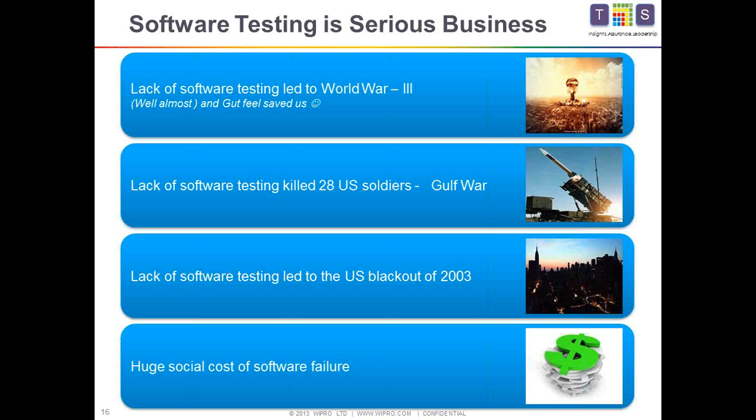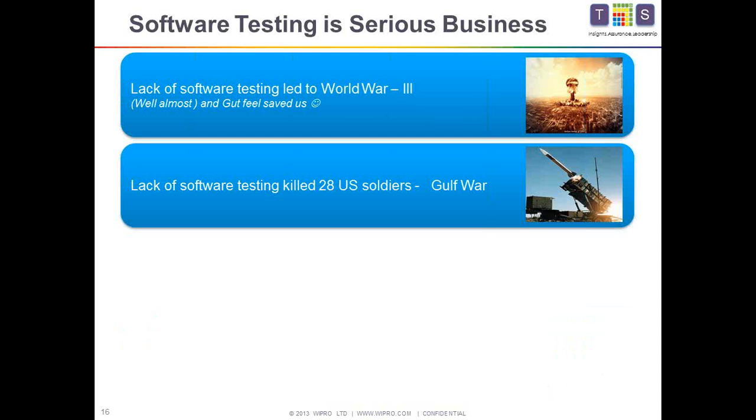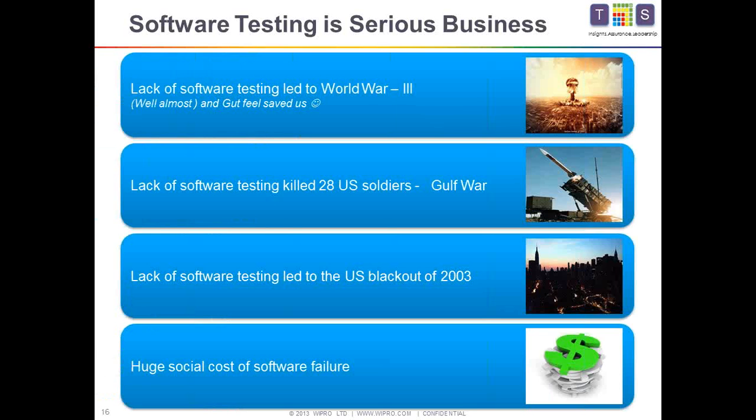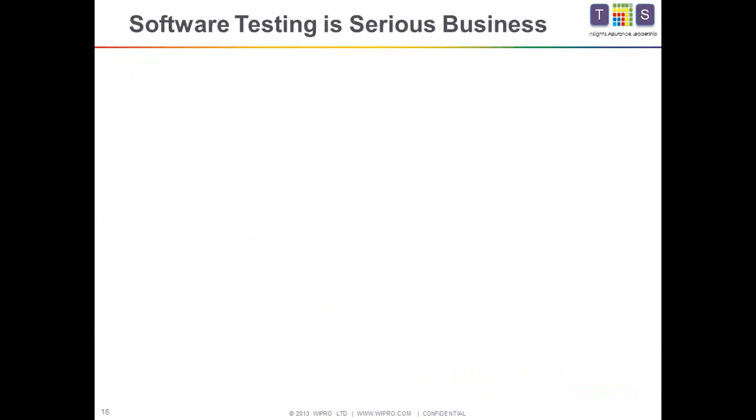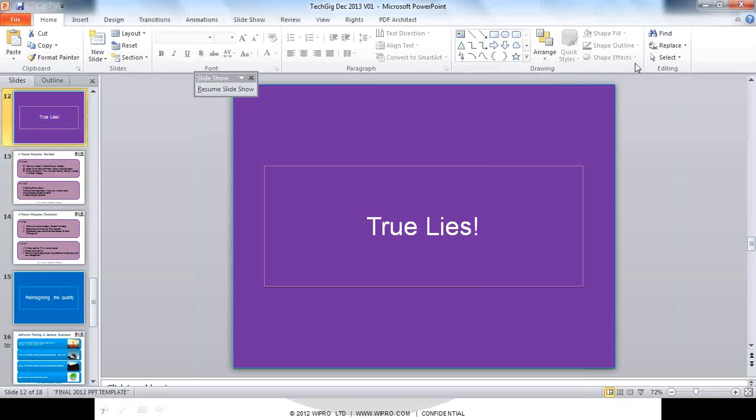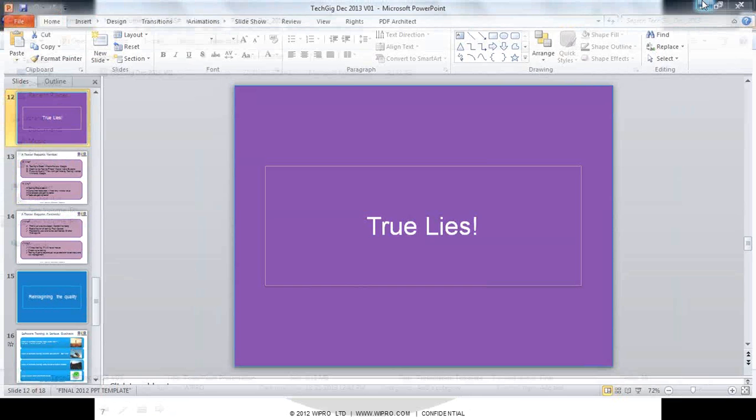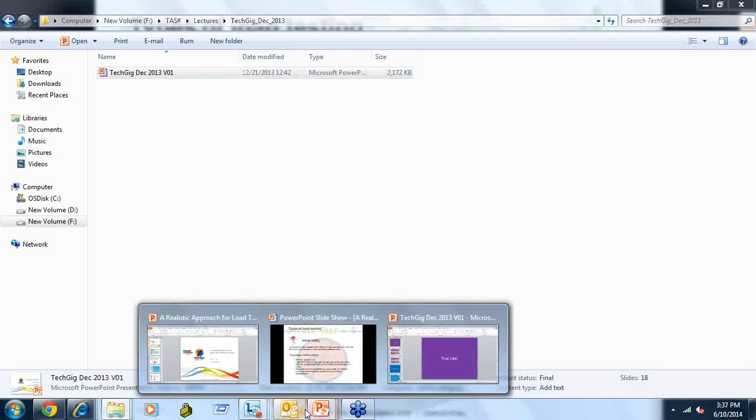Lack of software testing almost killed 28 US soldiers in the Gulf War. Lack of software testing led to the US blackout of 2020. Huge social cost of software failure. So there are some important reasons why testing needs to be done and why load testing is also important. And I would have more information for you guys next time. I'll try to produce that information also. Okay, let's go back.